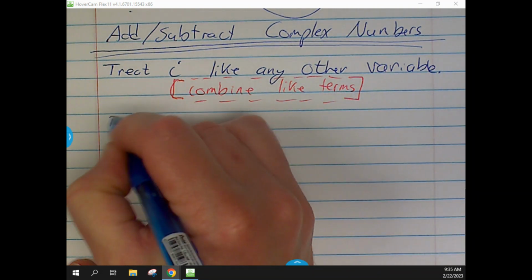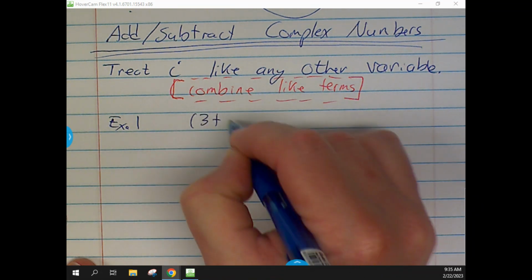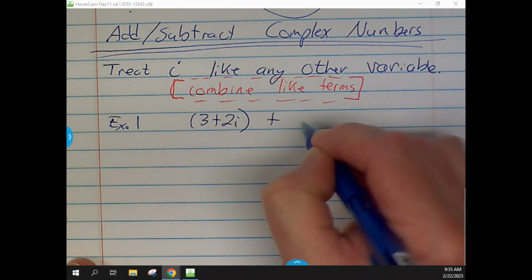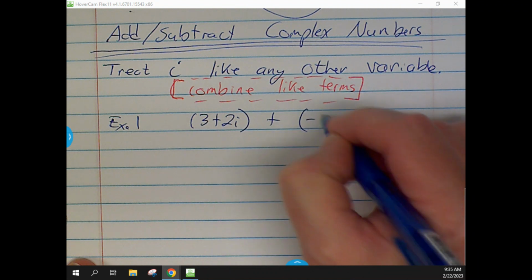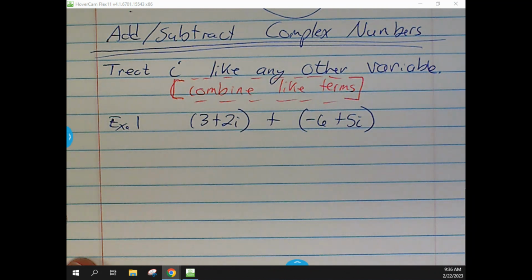So now the only thing that's a little different is sometimes when they give you the problem, they'll give it to you like this: you've got 3 plus 2i plus, and then parentheses, -6 plus 5i. A lot of times people see that problem and wonder, do I really need the parentheses there? No, not really, but that's just the way they're going to write the problems.